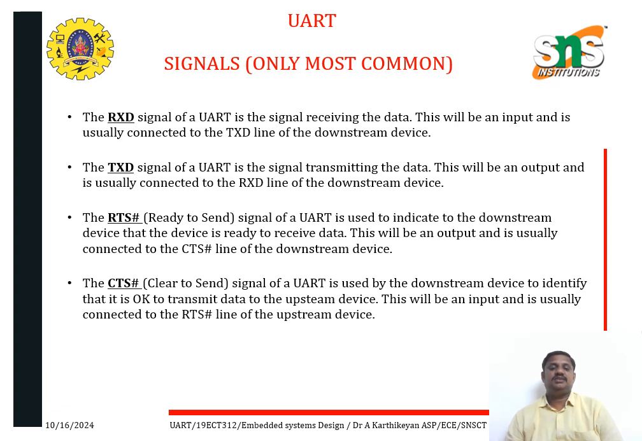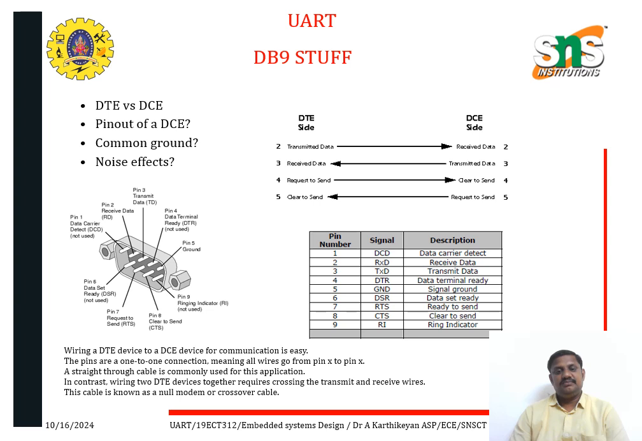RTS is request to send. It is used in the UART to indicate to the downstream device that the device is ready to receive information and data. CTS is clear to send. It is how the downstream device indicates to the transmitter that it is OK to send information. These are the four main signals for the signaling methodology in the UART: RxD, TxD, RTS and CTS. Mainly the DB9 connector is used.